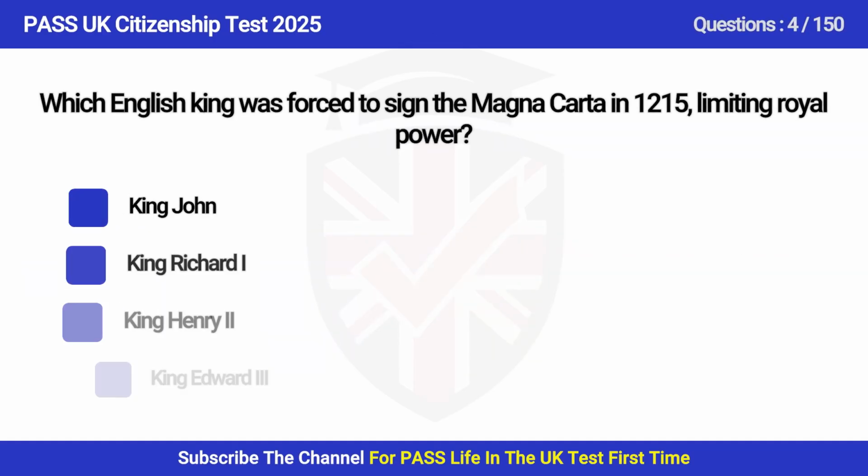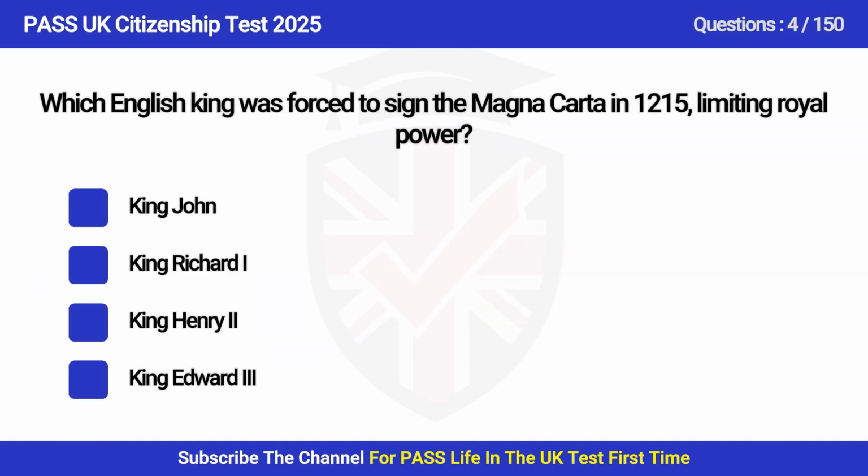Question 4. Which English king was forced to sign the Magna Carta in 1215, limiting royal power? A. King John, B. King Richard I, C. King Henry, D. King Edward.